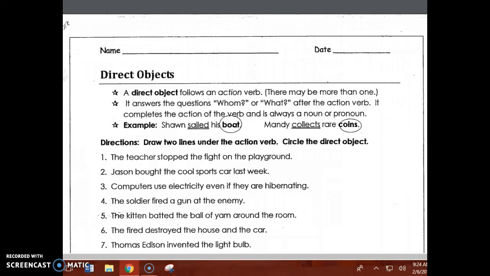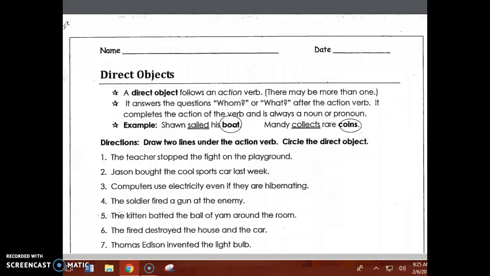Also remember that a direct object follows an action verb. There may be more than one in each sentence, and it answers the question whom or what after that action verb. It completes the action of the verb, and it's always a noun or a pronoun.